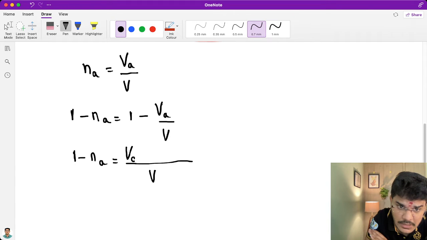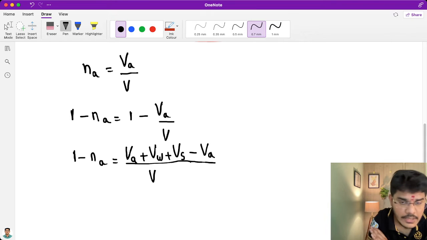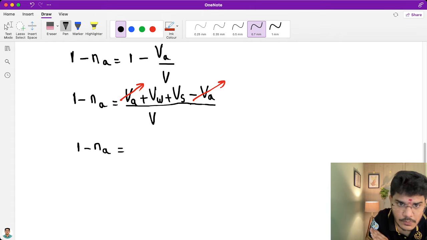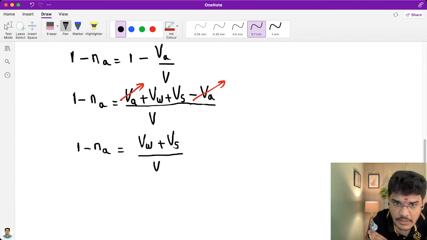This total volume will be nothing but volume of air plus volume of water plus volume of solids, minus volume of air voids. So this gets cancelled out, and this gets cancelled out. So 1 minus n_a is equal to Vw plus Vs divided by V. So volume of water plus volume of soil solids divided by capital V.